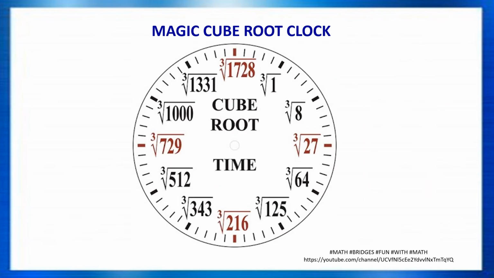On the same base, you can make your own magic cube root clock also, like cube root of 8, cube root of 27, which is equal to 3, cube root of 729, which is equal to 9. You can learn and you can make your own clock and enjoy doing this.